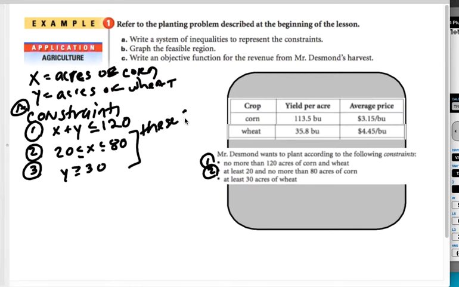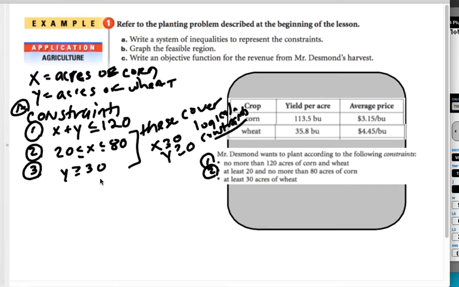Now, I would note that these cover X is greater than or equal to 0 and Y is greater than or equal to 0, which would be logical constraints. So those would be logical constraints. I would normally need to include those, okay?